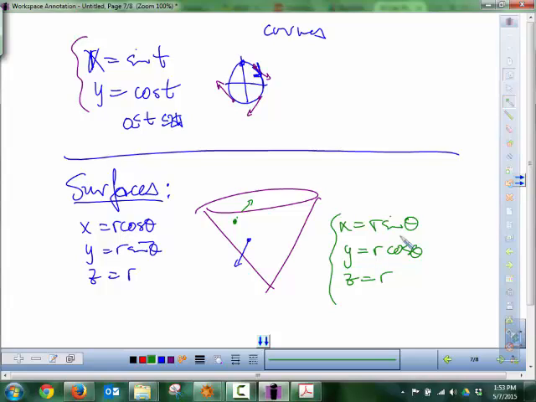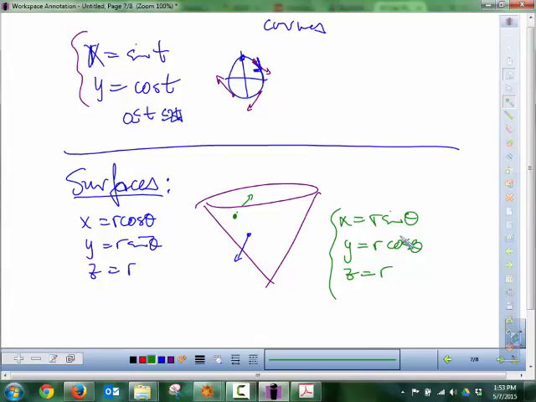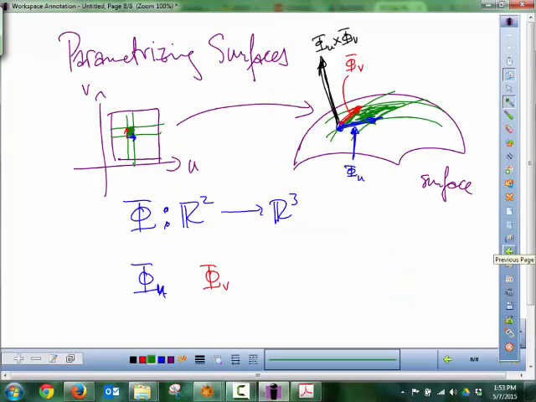So you have to keep track whether your parameterization is an orientation preserving parameterization or an orientation reversing parameterization. There's a name for that.